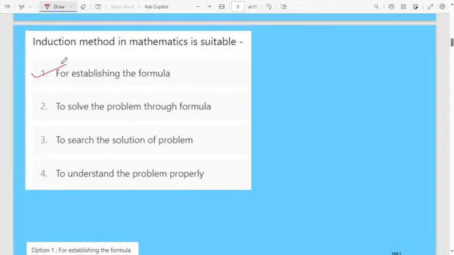Inductive method means from example to generalization. Normally in the induction method we will consider a few examples. If you want to derive a formula or establish a rule, first we will consider some examples. Through the examples we will generalize the law and also the formula. Therefore induction method is suitable for establishing the formula.